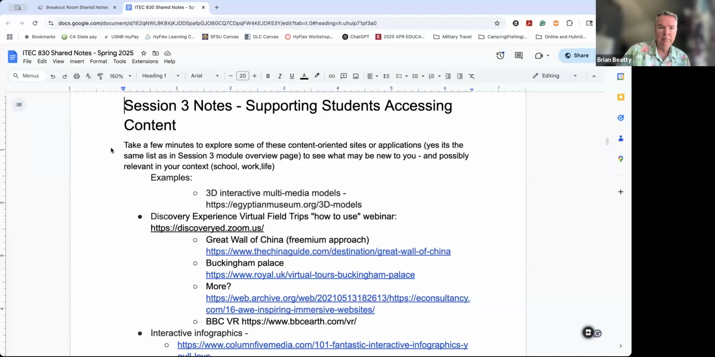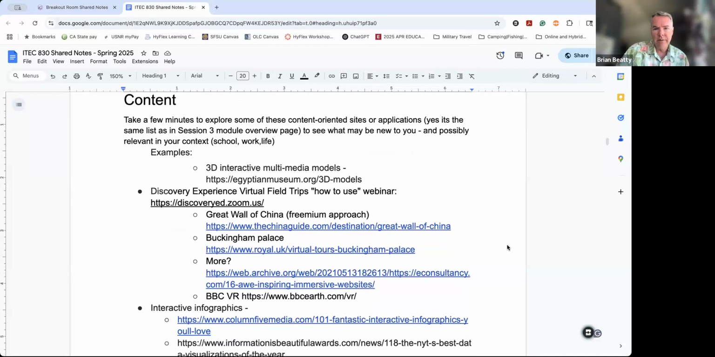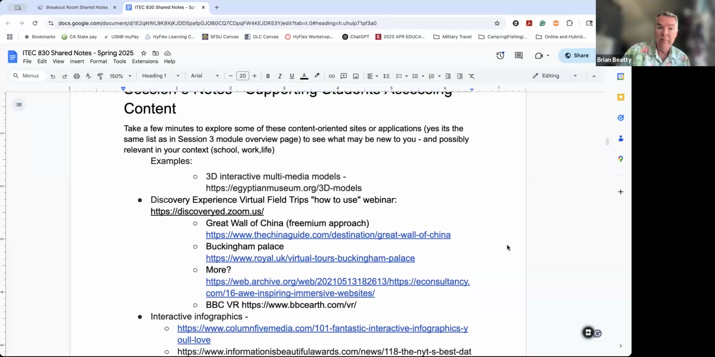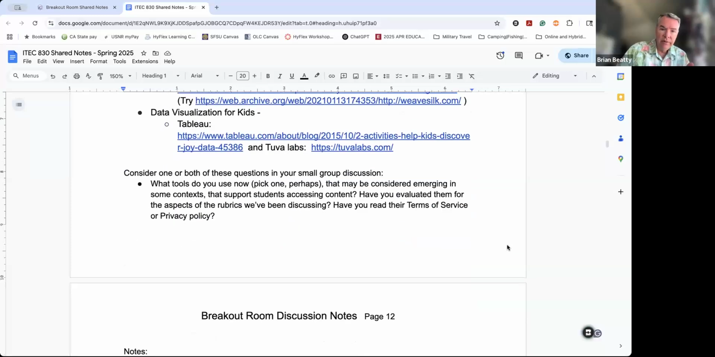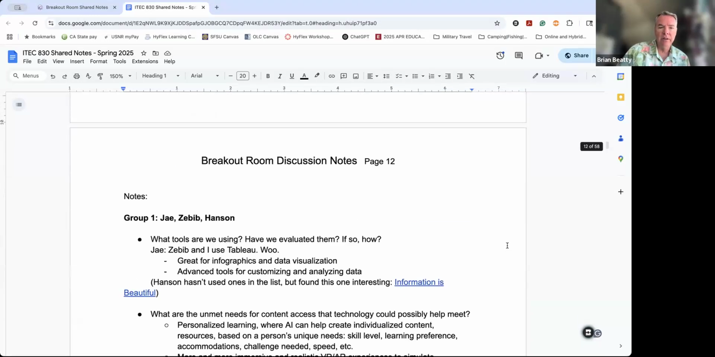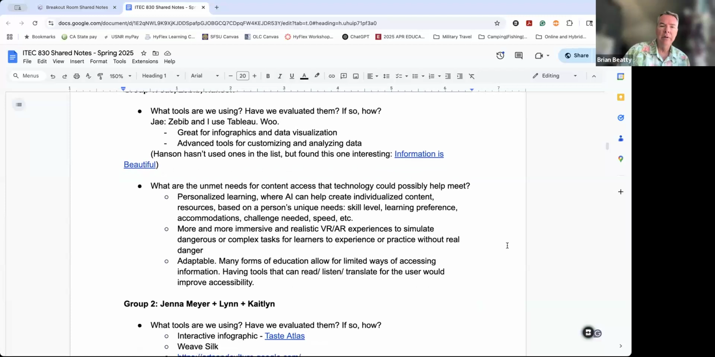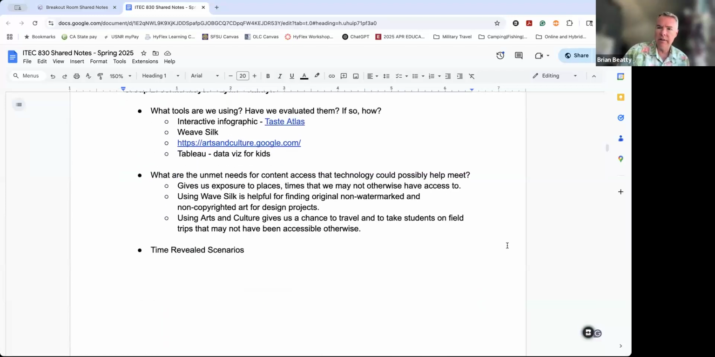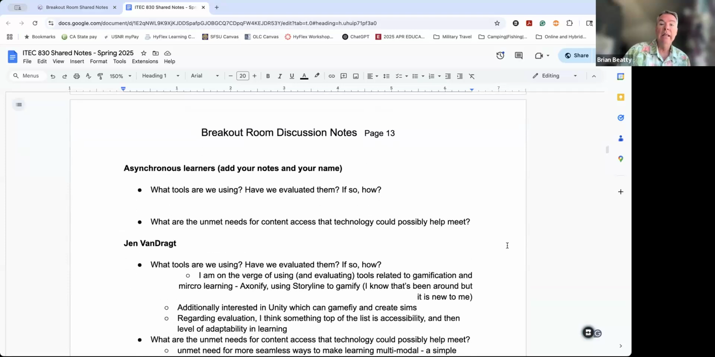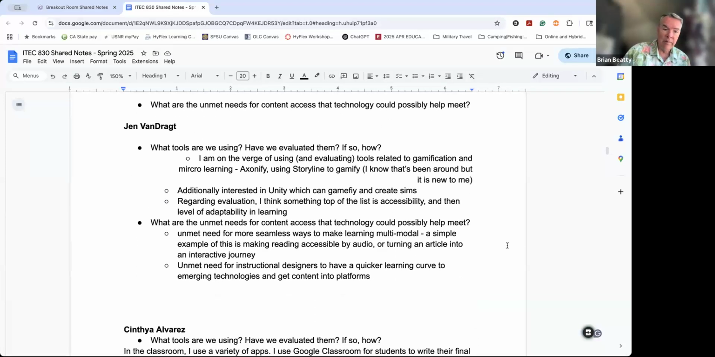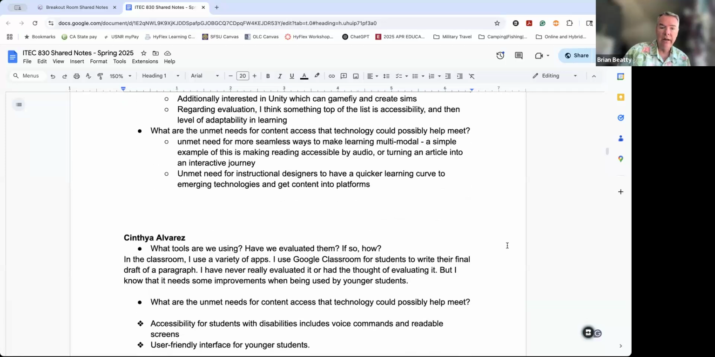This is just asking them to explore some of the sites, and to talk about what looks new to them, especially around getting students access to content. And so this was all just the brief post there. And then the different groups put their notes in there. And then we do a debrief after roughly 20 or 25 minutes of exploration. The students who are asynchronous learners do the same activity and add their own comments afterwards.